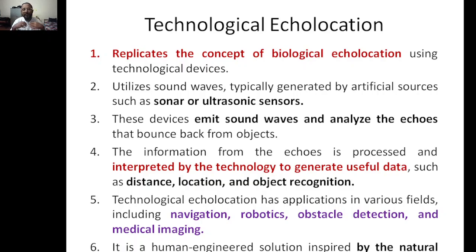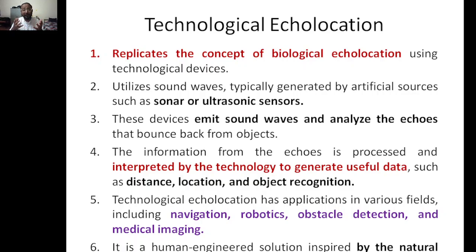Second thing, it utilizes sound waves typically generated by artificial sources such as sonar or ultrasonic sensors. These devices emit sound waves and then analyze the echoes which come from the object after hitting. Now the information from the echoes is processed and interpreted. You need to process the echoes coming from the object after hitting, and you need to interpret them by using a lot of technologies.